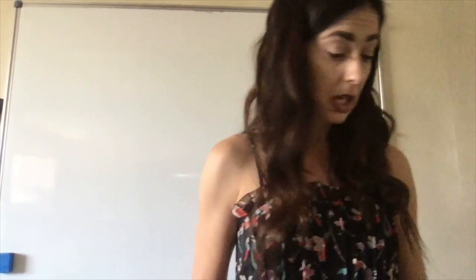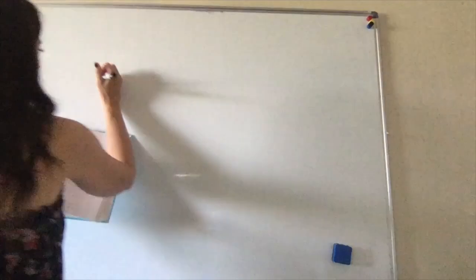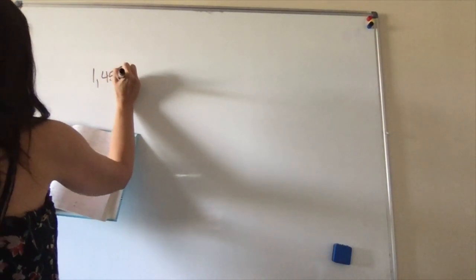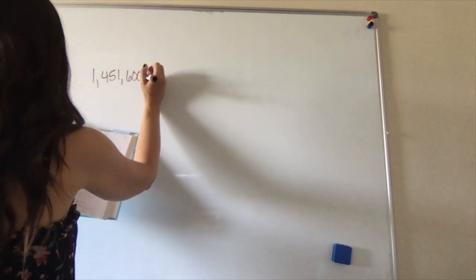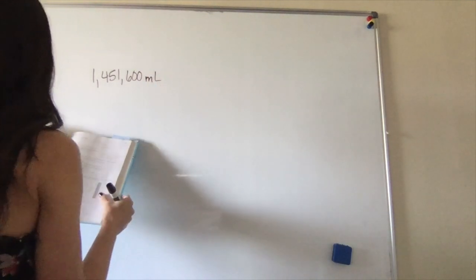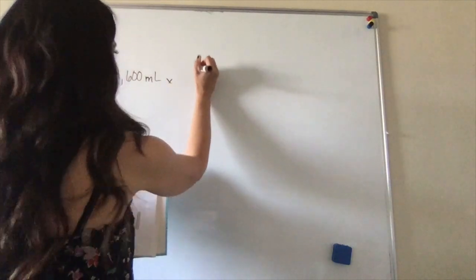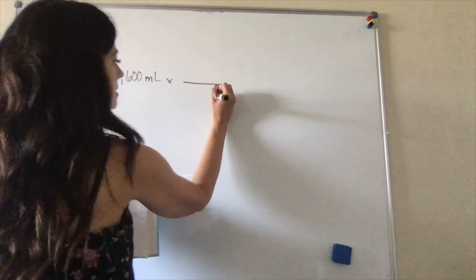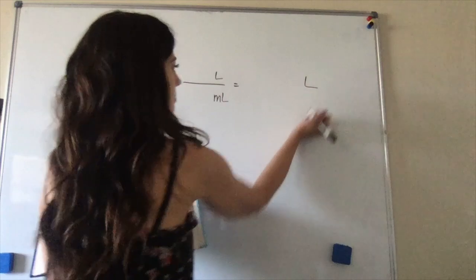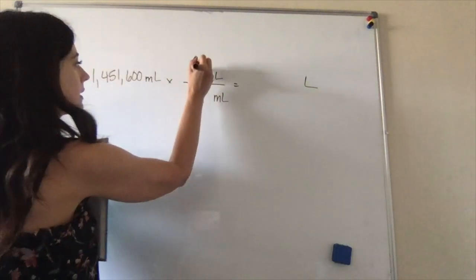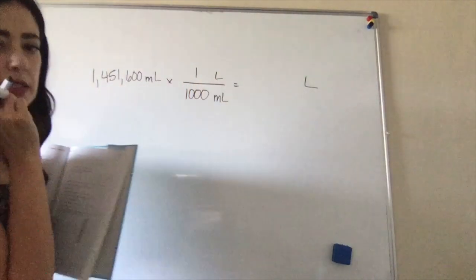So the first example, 119.1, says convert 1,451,600 milliliters to liters. All right, so we have milliliters. Now this one is not cubed or anything, so we just have to multiply it by a unit multiplier that has milliliters in the bottom and liters on top, because that's what we want our final unit to be in. And we know that 1 liter is how many milliliters? That's right, 1,000.